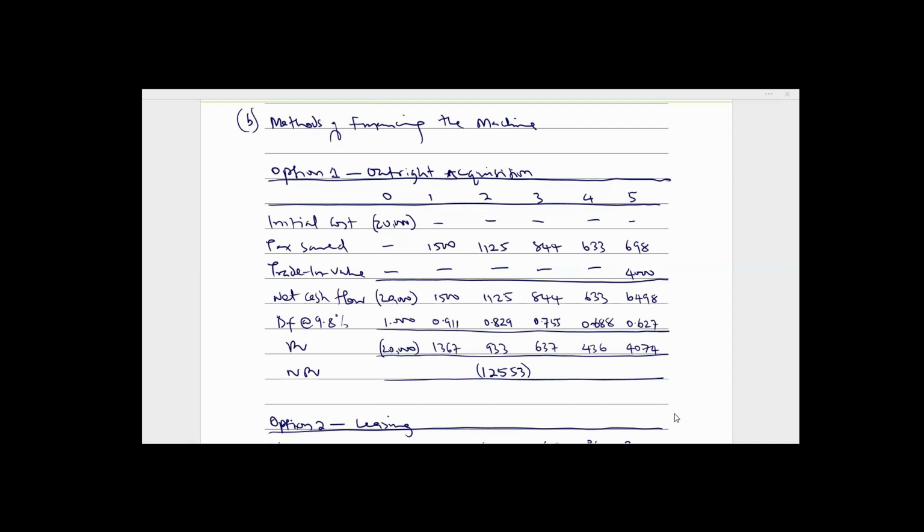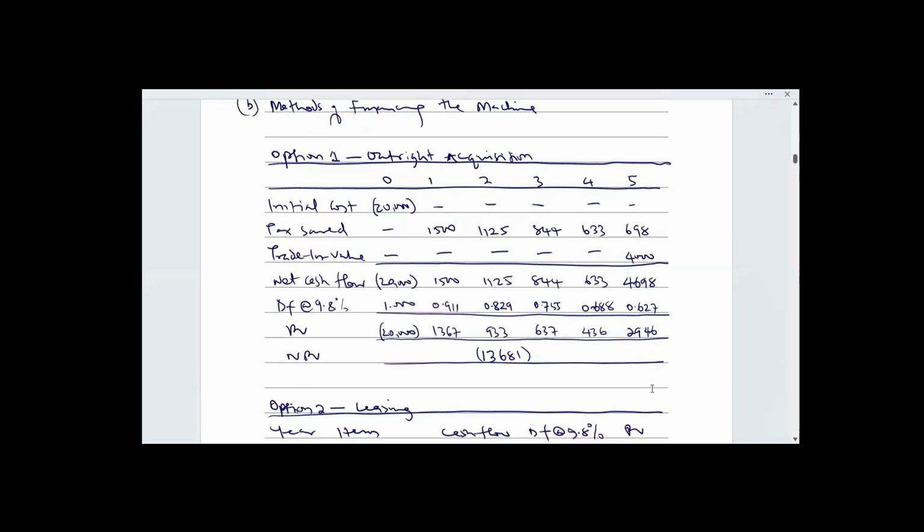Correct. 64... Oh, something is wrong. It's not 6498. This one is supposed to be 4698. So 4698, 2946. Okay then. So now let's get the NPV: minus 2946, 13,681. 13,681. Okay. All right then.